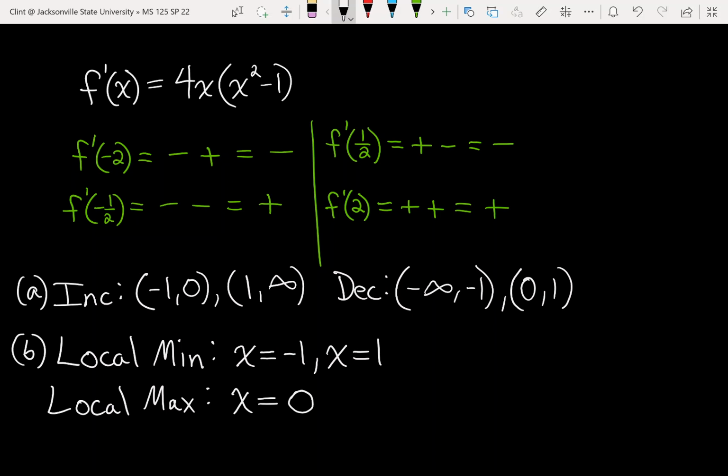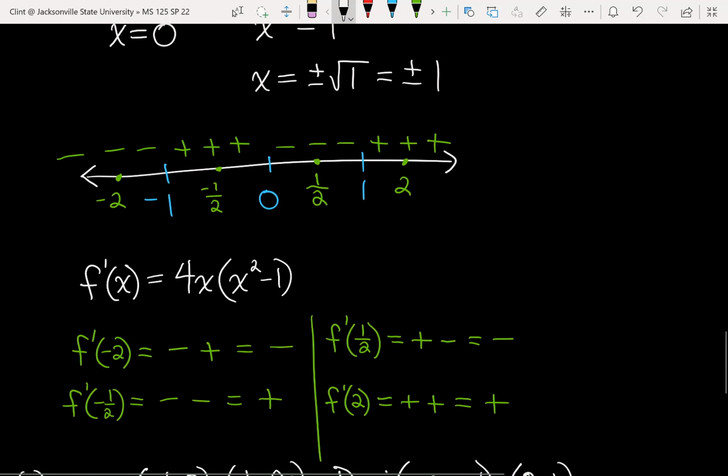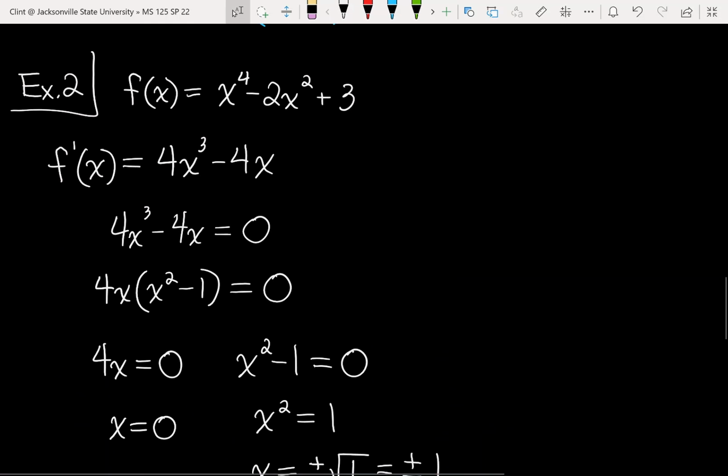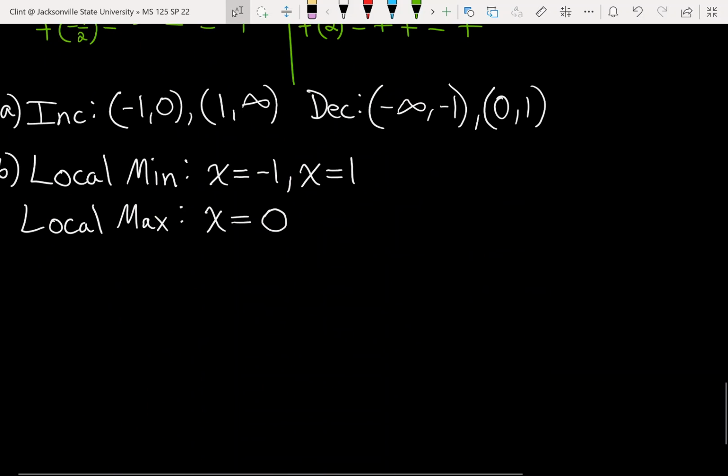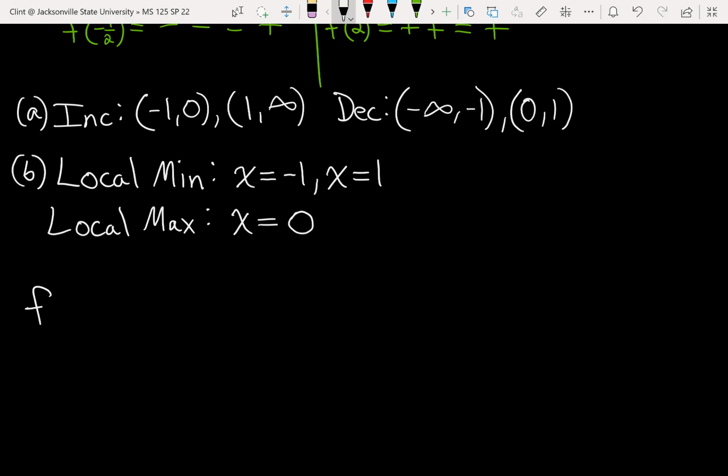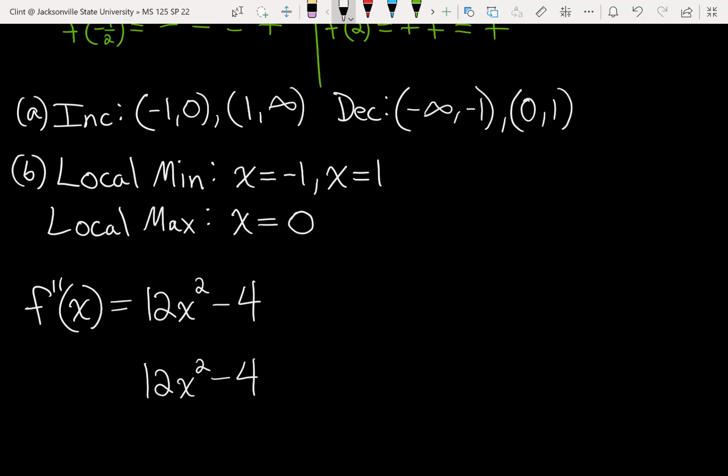We need concave up, concave down, inflection points. So to figure all that out, we need the second derivative. Taking the derivative of f prime, what are we going to get? 12x squared minus 4. That's the second derivative. We want to know where that's 0.